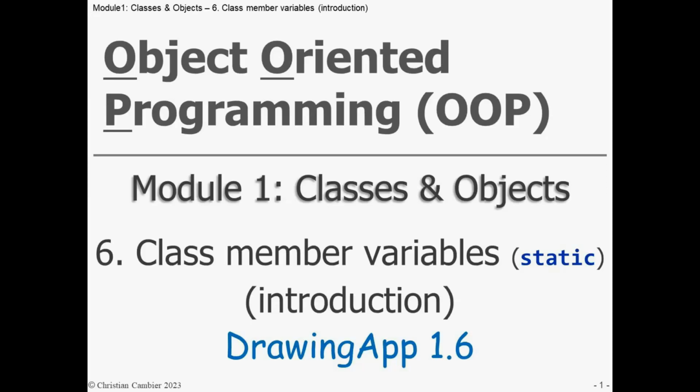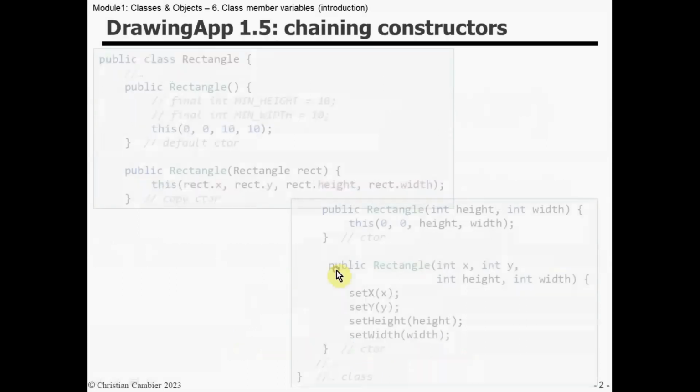In this video I'll introduce class member variables denoted with the static keyword, explain what they are and how they can be used in order to solve the problem we had with the implementation of chaining constructors in the previous DrawingApp version 1.5. So the new version will be 1.6. And in this new version I'm going to demonstrate as well an interesting feature that you can implement with a class member, namely that of counting the amount of instances of a class.